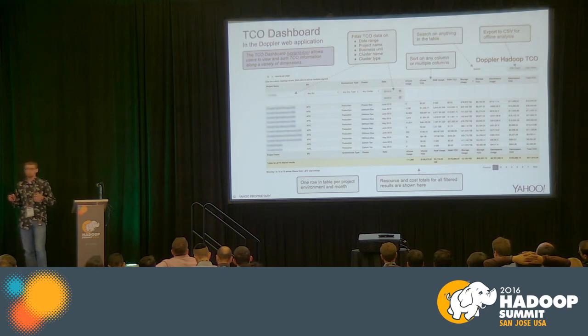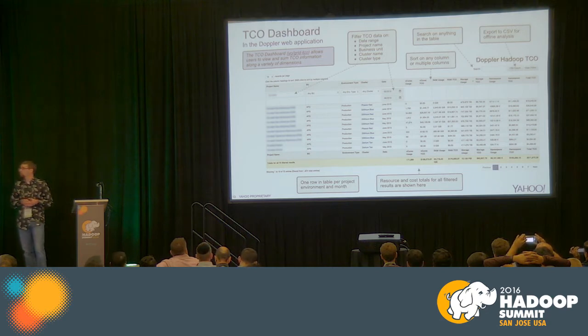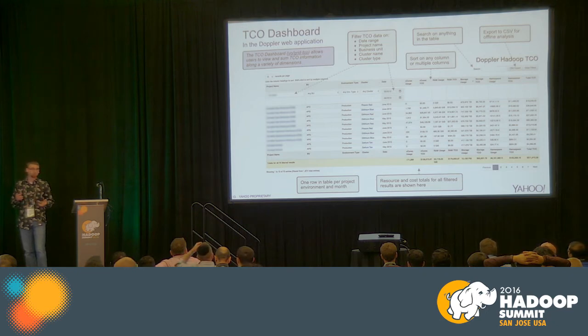And of course, we want to be able to roll up this cost information on a variety of different dimensions. So we have what we call a TCO dashboard to allow any of our users to slice and dice both the usage and the cost information along a bunch of dimensions like cluster name or cluster type, like we have sandbox clusters, research clusters, production clusters. You can do it by any date range or business unit, and sort on any of it.